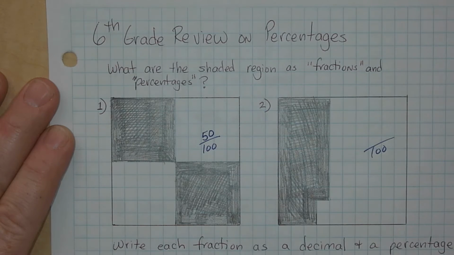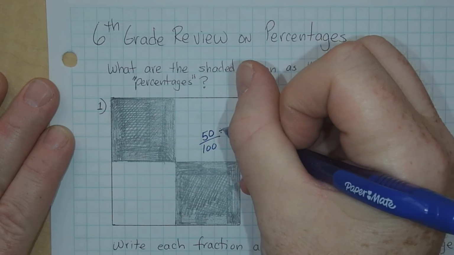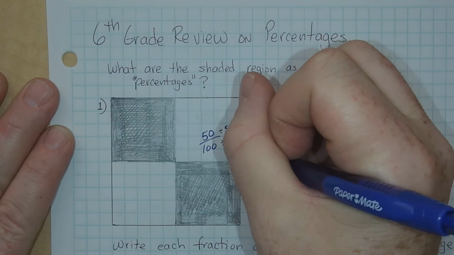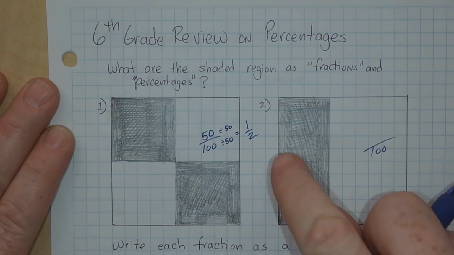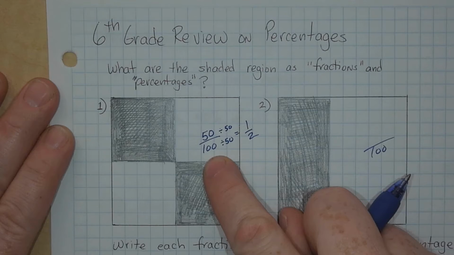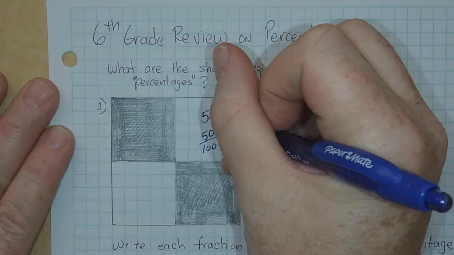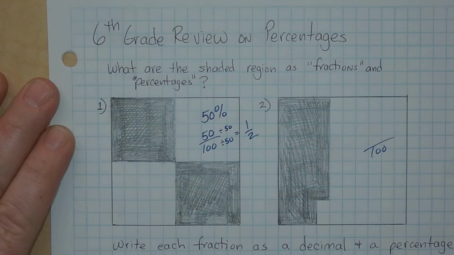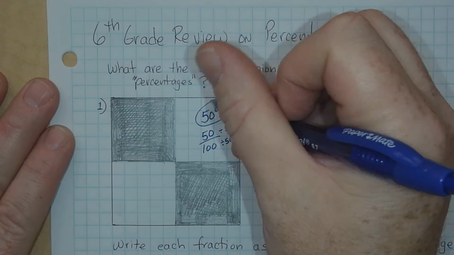So 50 over 100, you put that in lowest terms. If we divide the top and bottom by 50, we'd get 1/2. So as a fraction in lowest terms, it'd be 1/2. So 1/2 of it is shaded. And then as a percentage, anything over 100 is that number as a percentage. So it would be 50%. Okay, so you've got your fraction, you've got your percentage.